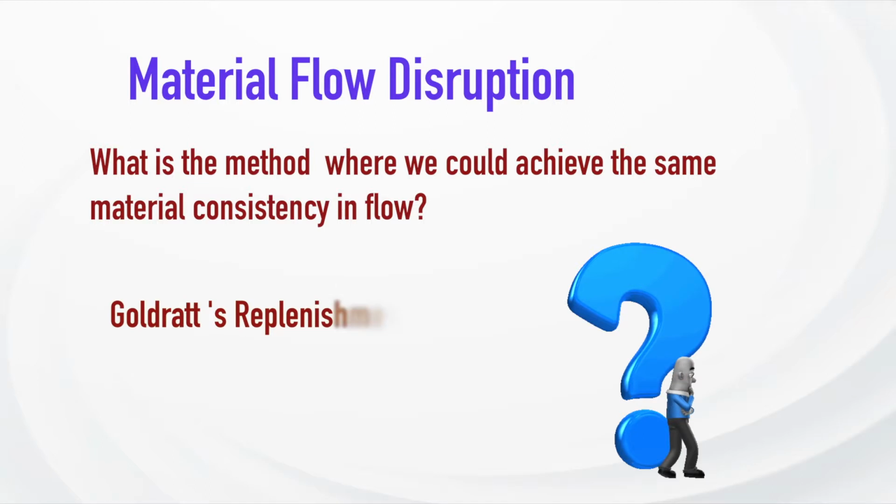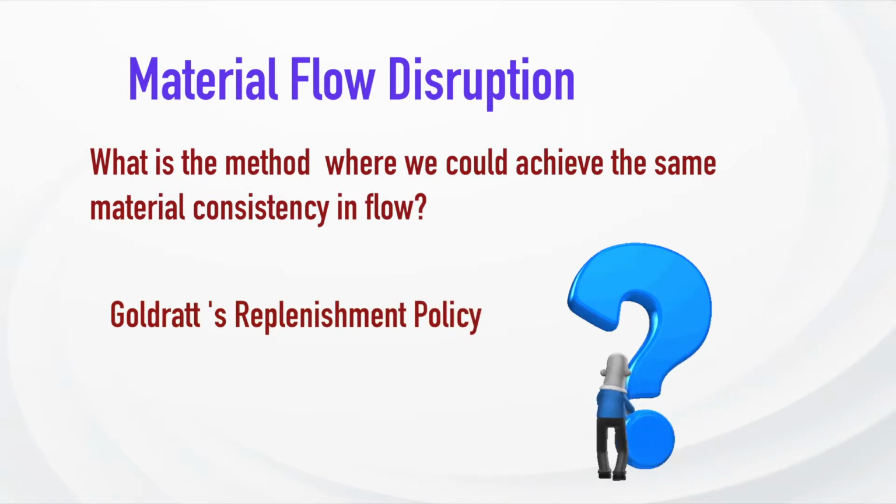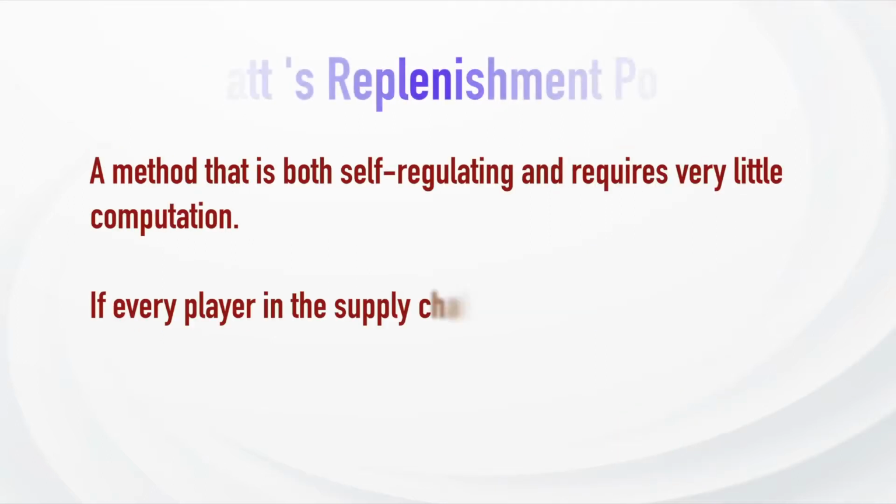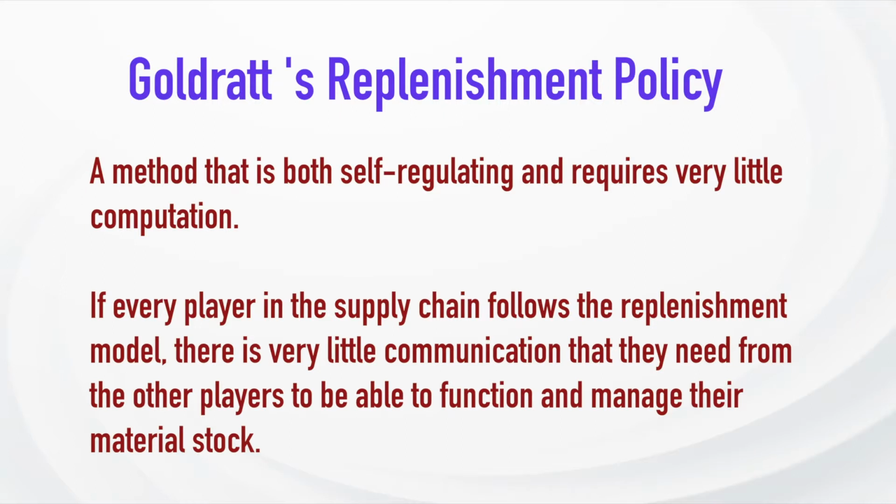This is where we bring in Goldratt again. Goldratt proposed a lovely method known as replenishment. In his replenishment, he created a method that is both self-regulating and requires very little computation. Also, if every player in the supply chain follows the replenishment model, there's very little communication that they need from the other players to be able to function and manage their material stocks.